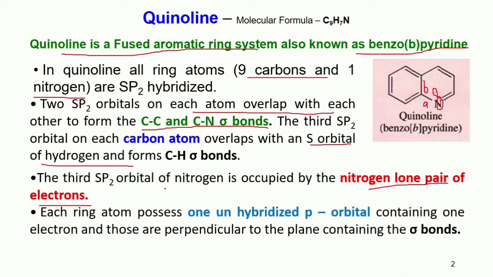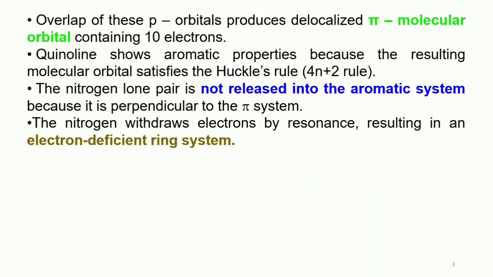Each ring atom possesses one unhybridized p orbital, as these ring atoms undergo sp2 hybridization. The unhybridized p orbitals are perpendicular to the sp2 hybridized orbitals, that is, the sigma bonds. All these sigma bonds, the C-C, C-N and C-H bonds, are sp2 hybridized, which is why the bond angle is 120 degrees. Each unhybridized p orbital contains one electron.